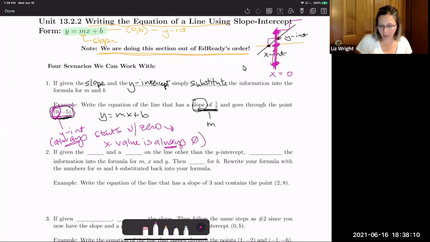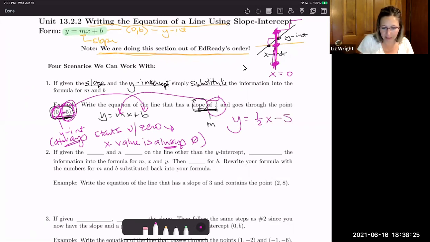Anyway, now we're going to plug in this 1/2 for m, and plug in this -5 for b, and that's going to be our answer: y equals 1/2 x minus 5. And it's minus because there's a negative over here. I've had students ask, Liz, can I go ahead and write y equals 1/2 x plus a -5 like that? Sure, that's fine. But you don't have to, you can just write -5.